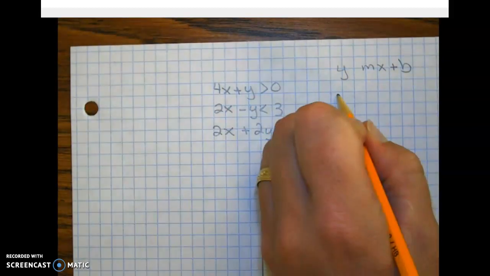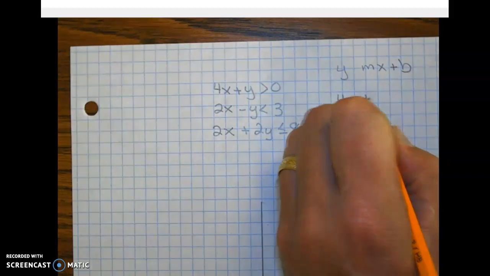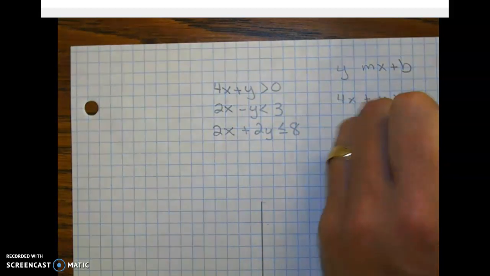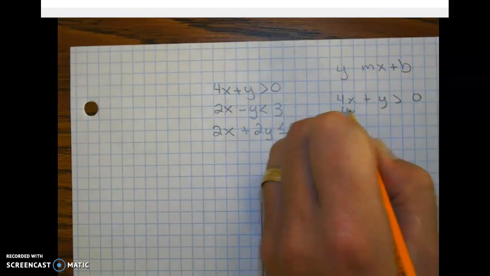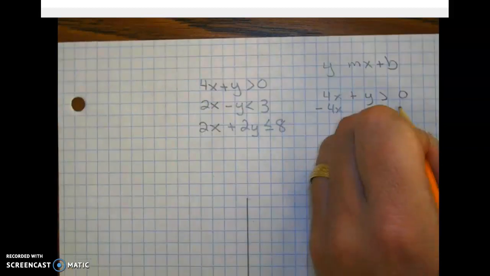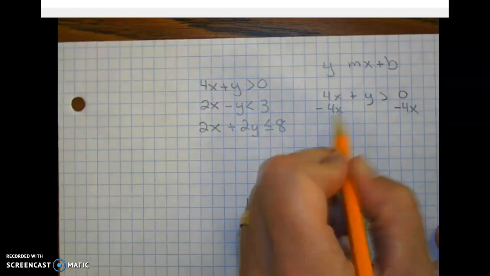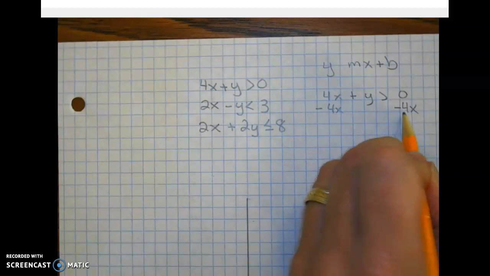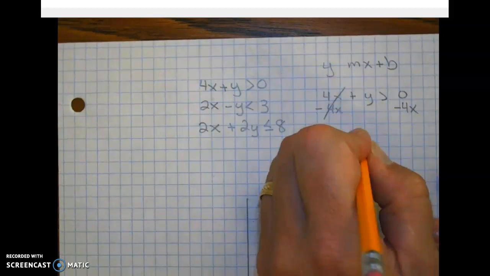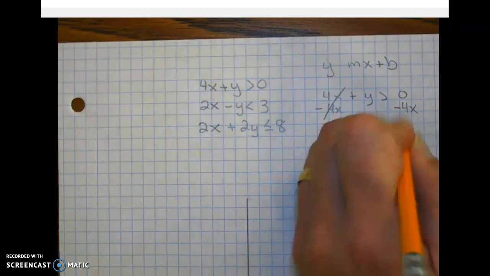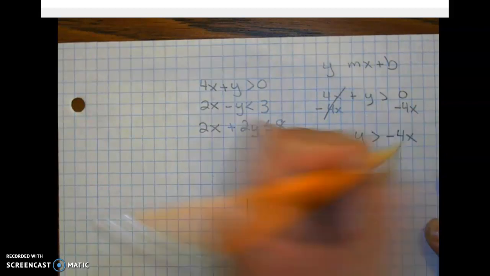So for this first inequality, we're going to go ahead and cancel out the 4x on the left, move it over here on the right. Remember, whatever you do to one side, you do to the other side. So we're going to have y is greater than negative 4x.